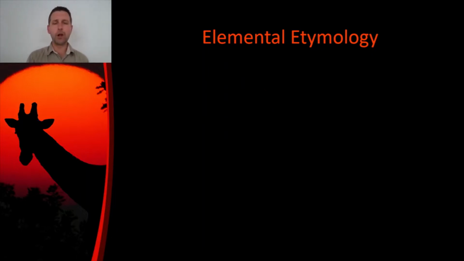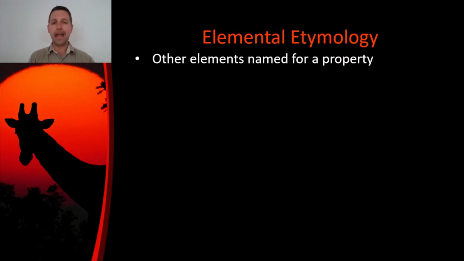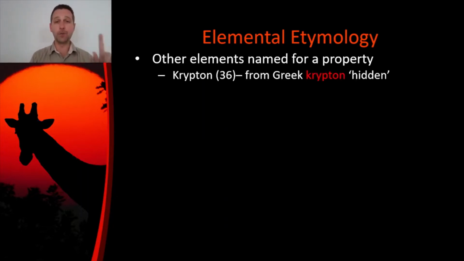Let's briefly run over some other elements that are named for a property. Again, I pulled out those four because those are four elements that you are probably well familiar with. You may not be as familiar with some of these other elements that we are going to go over a little bit more quickly on this list, but they are named for a property.